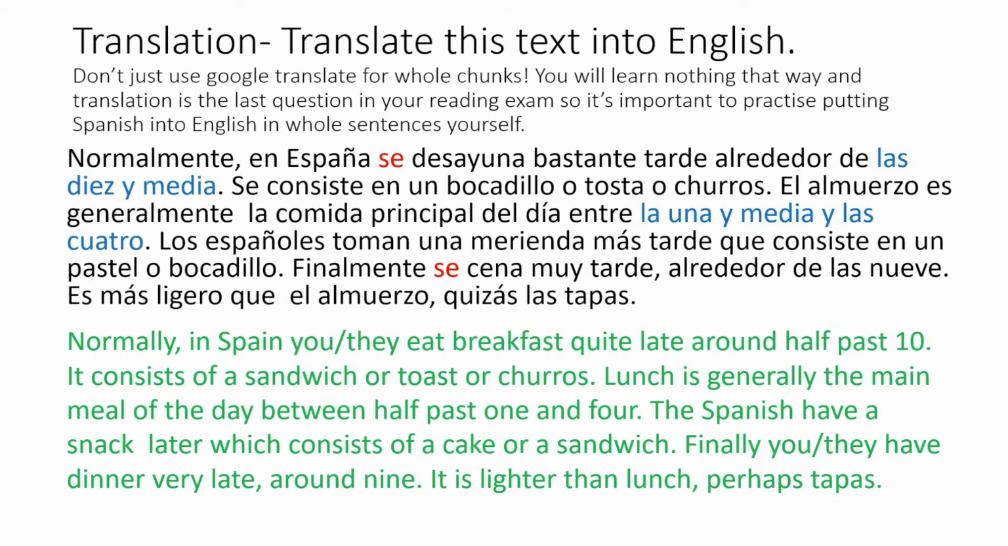That's what I was talking about earlier. It doesn't have to be literal. It's what makes the best English when you're translating into your native tongue. Okay, Spanish have a snack. So I mouse them later, more late, which consists of, there's that phrase again, a cake or sandwich. Finally, they eat dinner. So cena means to eat dinner. So they eat dinner, one eats dinner very late, around 9. It is more light or lighter than lunch, perhaps, or maybe tapas. Okay.